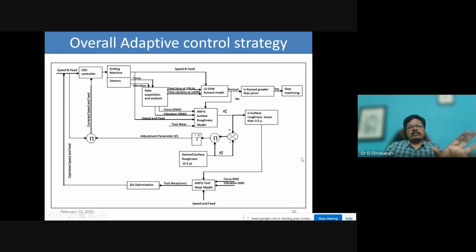The complete algorithm is written and simulated, where these three different areas are separately modeled. Runout is one area modeled with one AI algorithm. Roughness is one parameter that is separately modeled, and tool wear is another parameter that is separately modeled. How these things are combined to achieve the core value of the optimization, right? Improve the tool life for better economics, tool economics, machining economics, and for better finish, improving the quality of the component. So the complete strategy is arrived at and implemented.